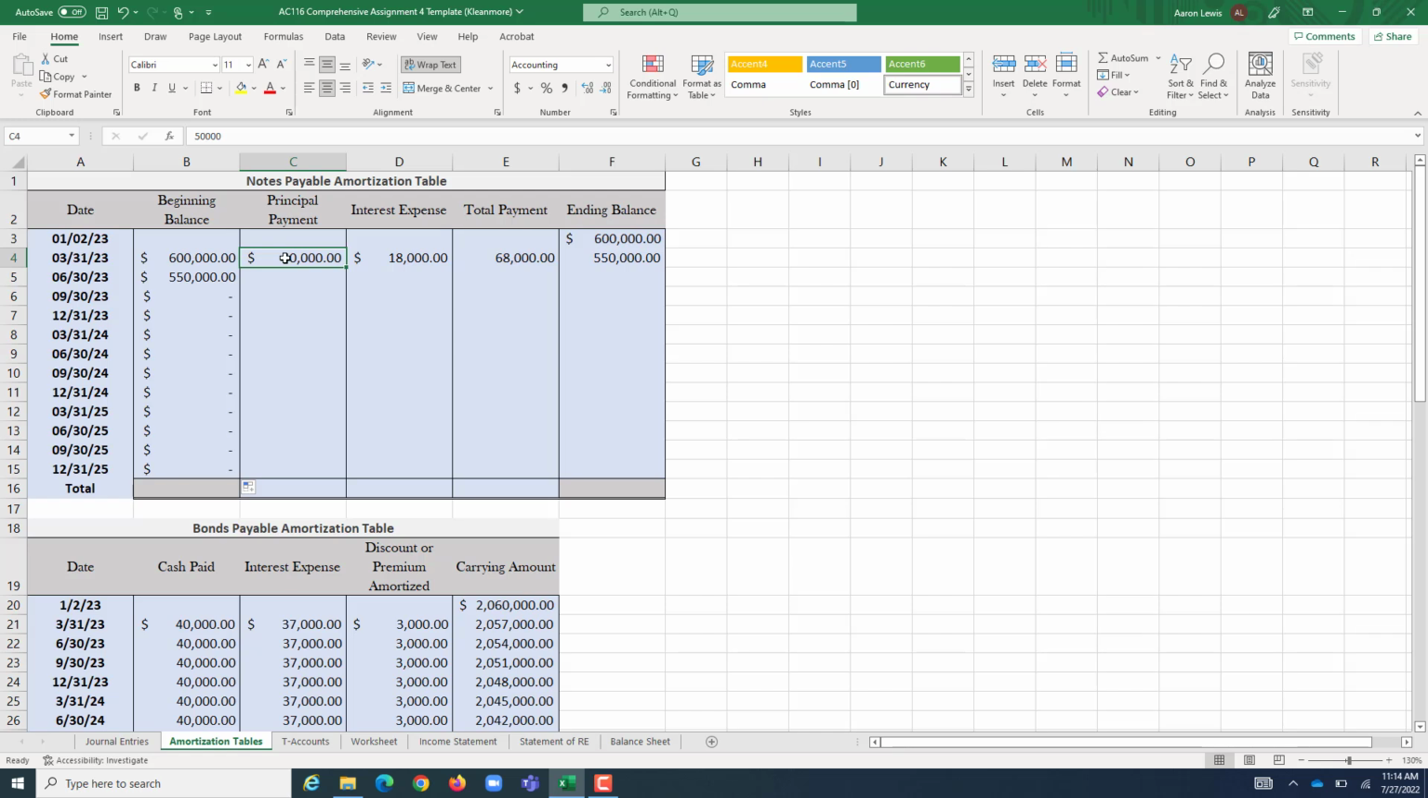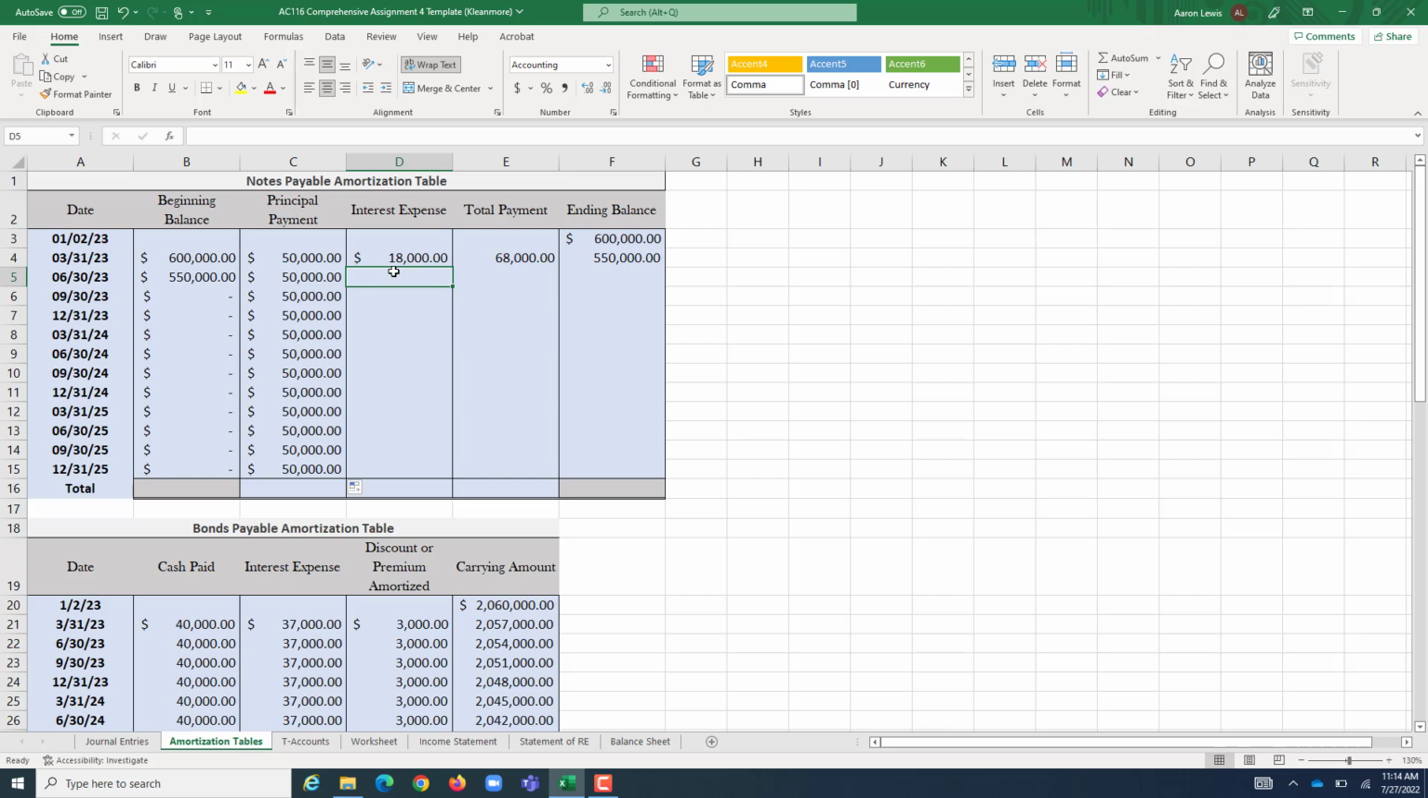What about our principal payments? Well, we said that each and every time we pay you for the next 3 years on this note, we're going to give you $50,000 that goes toward principal, which means this is going to be consistent all the way down. I typed it in, so when I fill handle, it's just going to copy that number down to every spot. We got $50,000 everywhere.